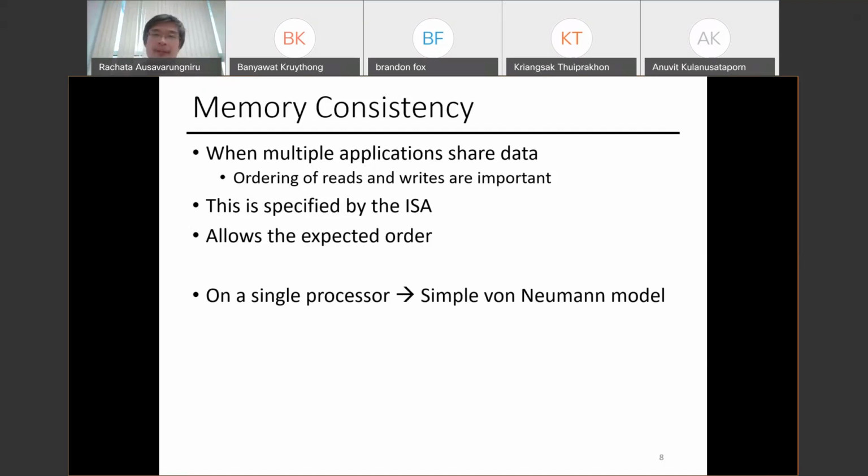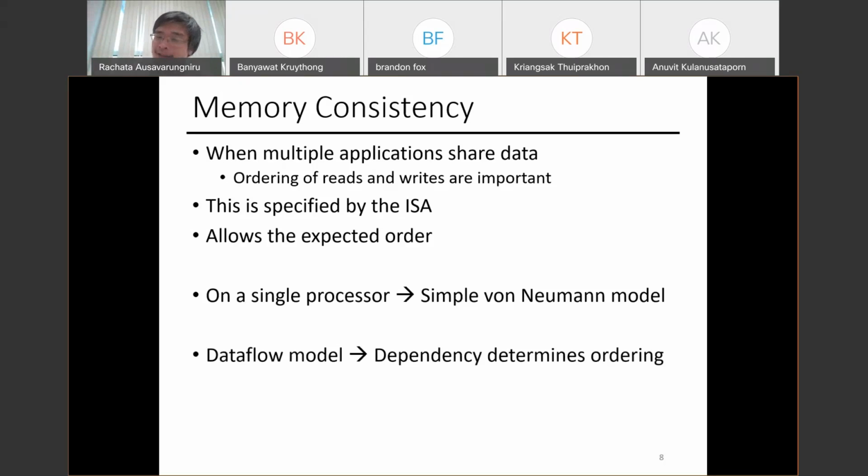So in a single processor, consistency is simple. Line by line by line by line. You know, there's a straight line of code. That is the order in which things should happen. In the data flow model, that's also pretty simple, right? If there are data dependencies, the dependencies determine the ordering, right? The dependency between each operation. Let's say the add produces the data for the multiply. So that dependency determines what should go first.